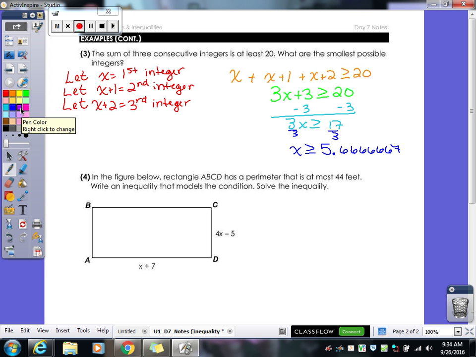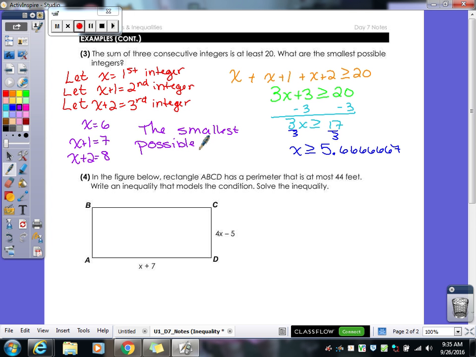6. So x would be 6. What would my x plus 1 be then? And x plus 2, 8. So the smallest possible integers are 6, 7, and 8.